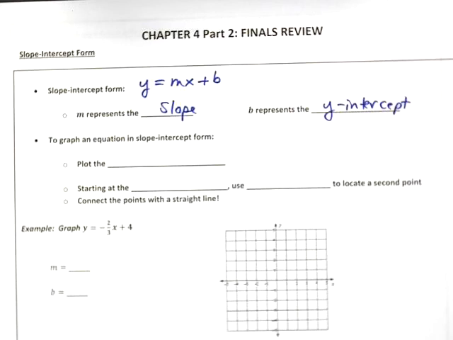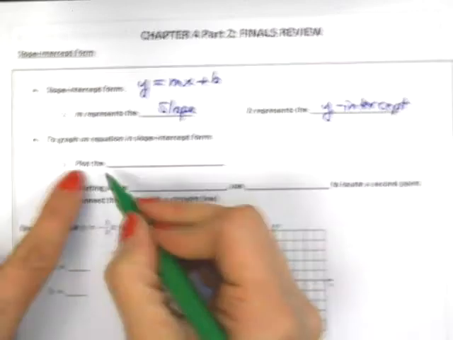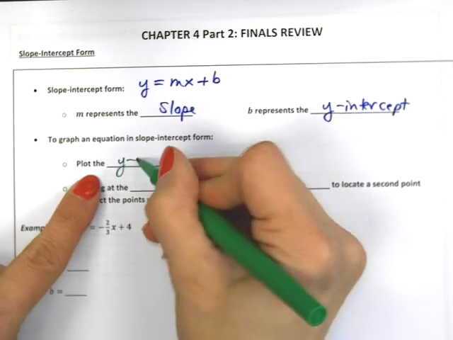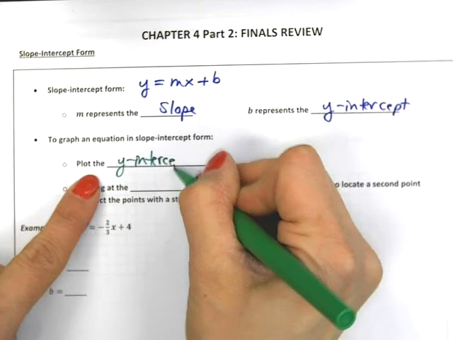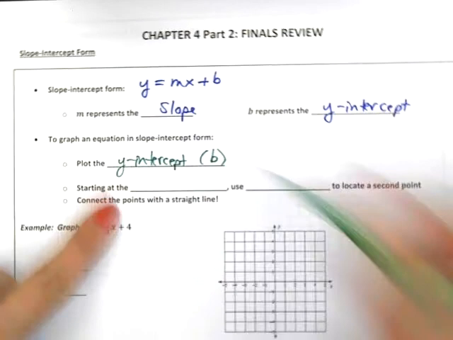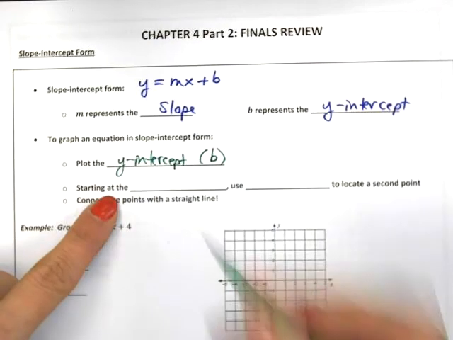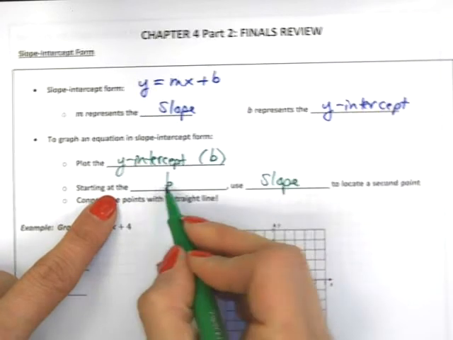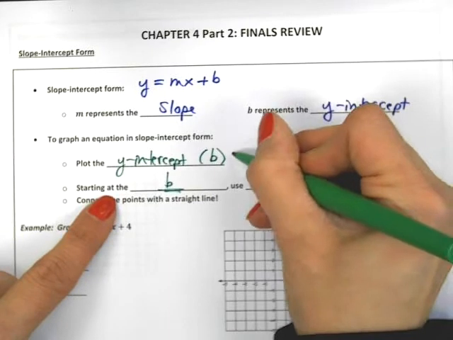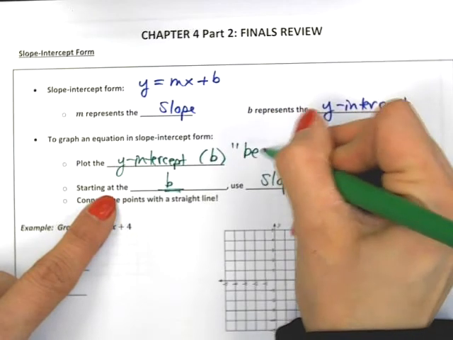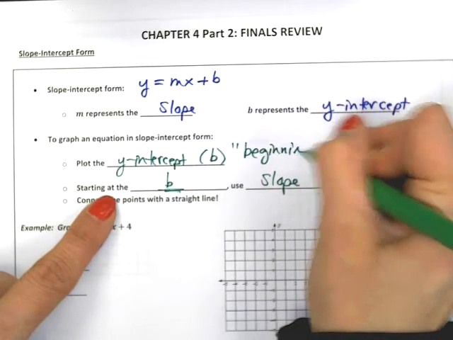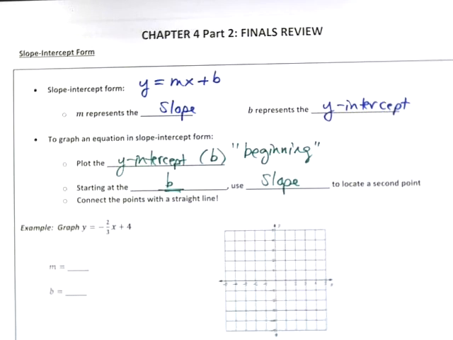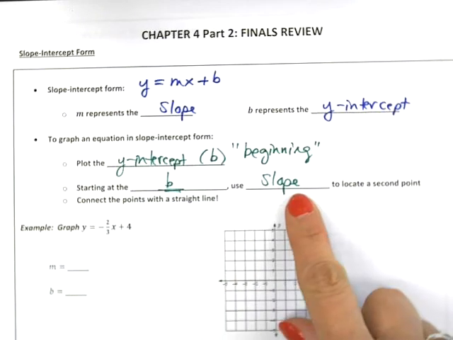To graph an equation in slope-intercept form, the first thing you do is plot the y-intercept, which is the b, and then starting at the b, you use the slope. Sometimes the y-intercept is called the beginning. That's where you start, and then you rise and run and put a new point.